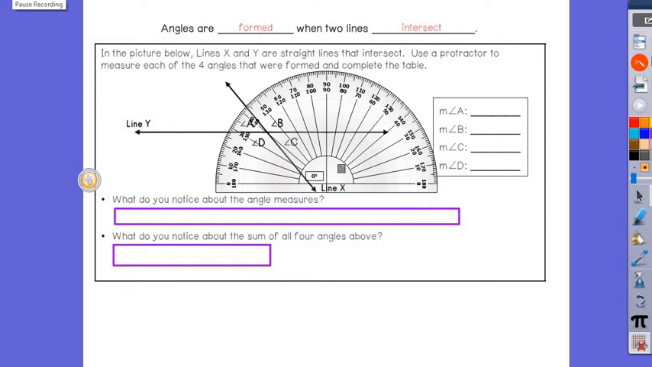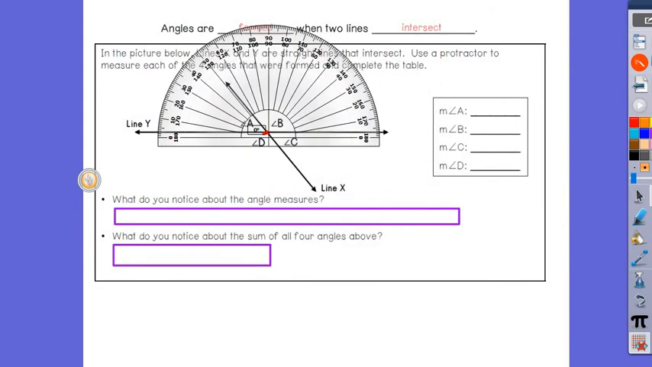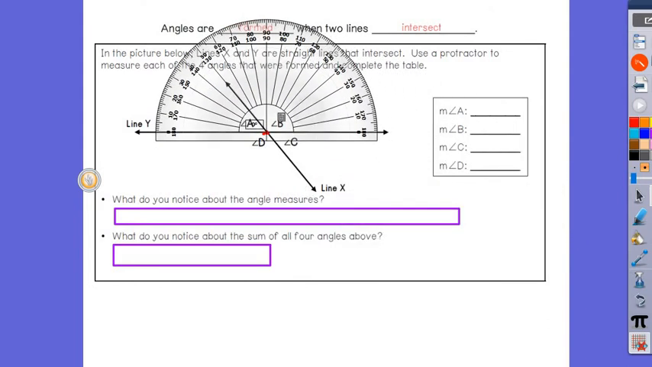So that small hole is to line up at where your lines intersect. Your lines are intersecting right here, so you need to line that small hole up in that space. The line off of that is to line up with the line behind it.